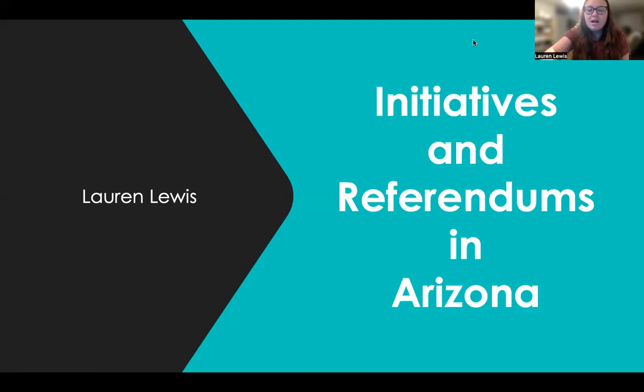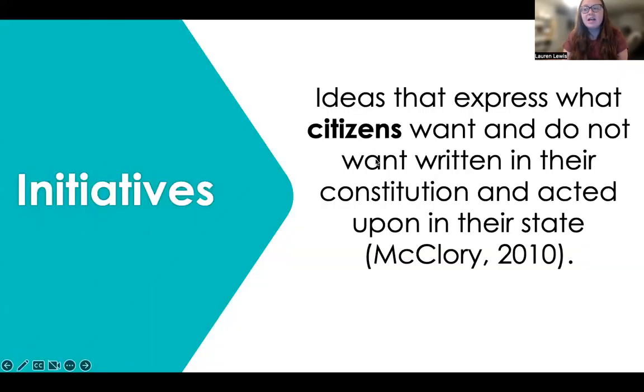When the Arizona Constitution was created, it was aligned with the progressive movement. This movement yielded citizens who wanted more control over what became of their government and laws. The key word here is more. They did not want to settle for only what elected officials decided. Initiatives were a result of this movement. An initiative is ideas that express what citizens want and do not want written in their constitution and acted upon in their state.